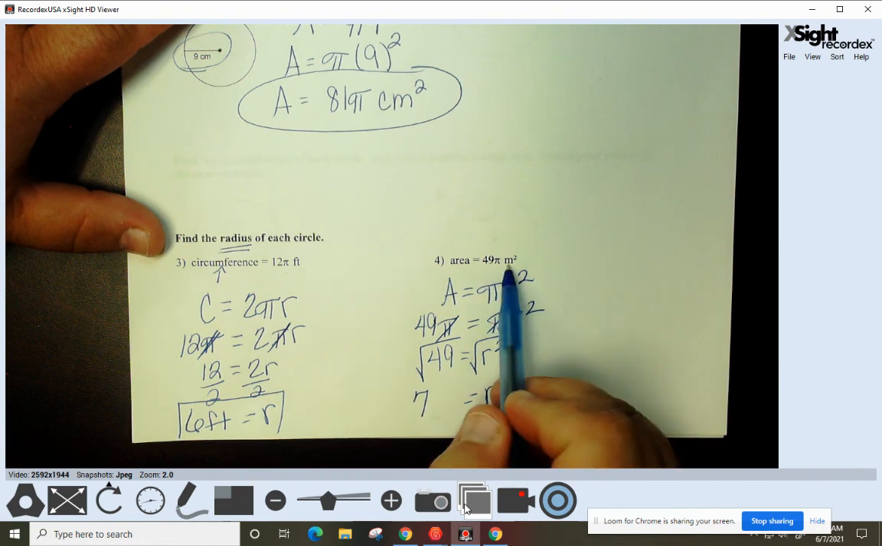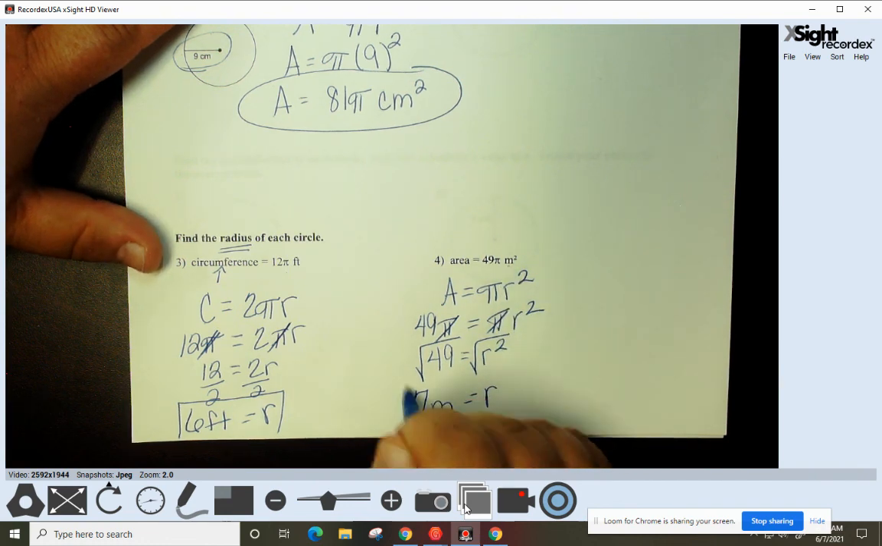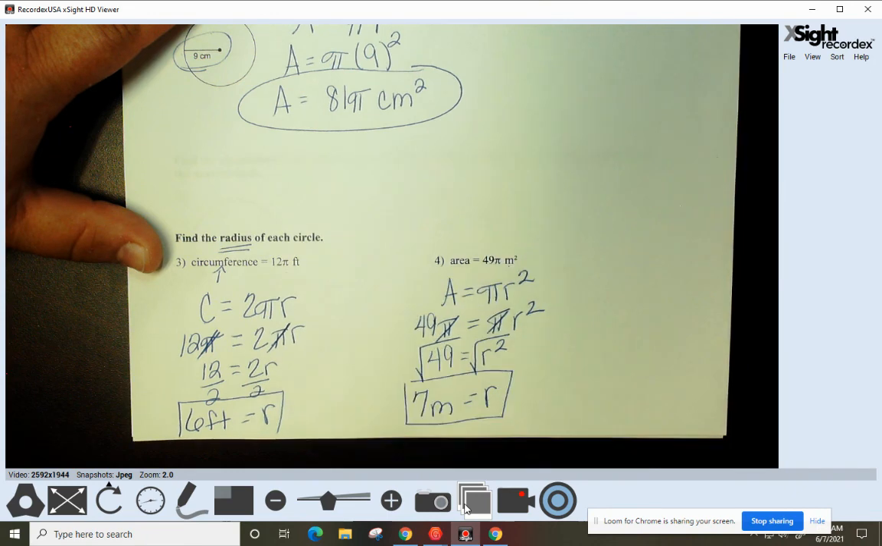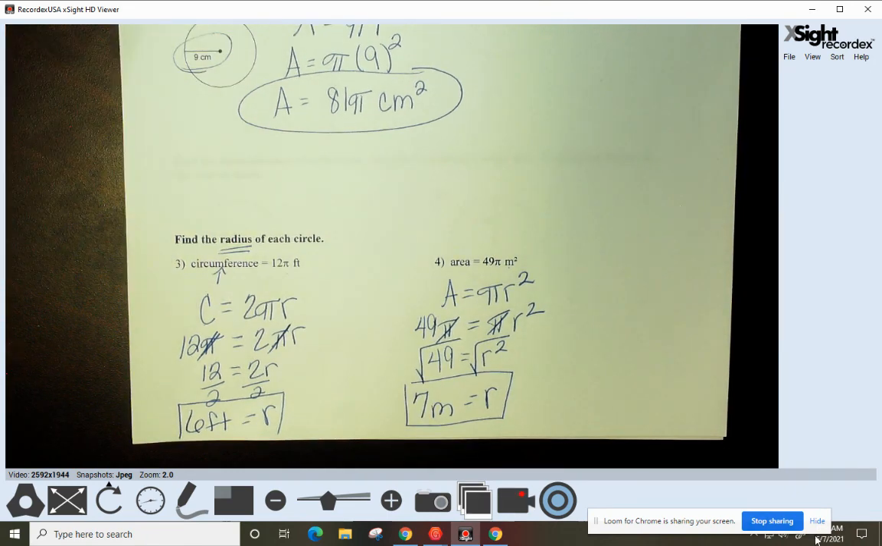Come back up here and look at your units. Your radius will always be your plain units. So it will be 7 centimeters squared. I'm sorry, 7 centimeters would be your r.